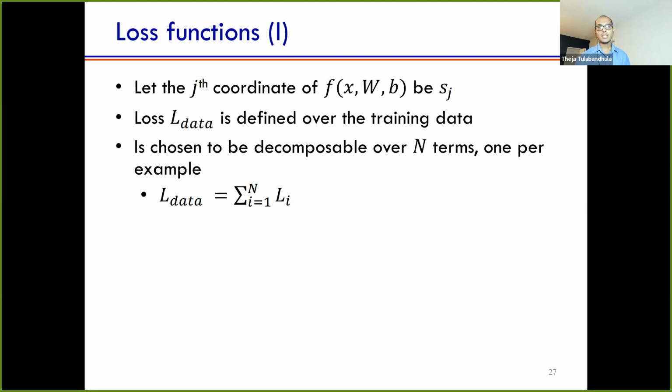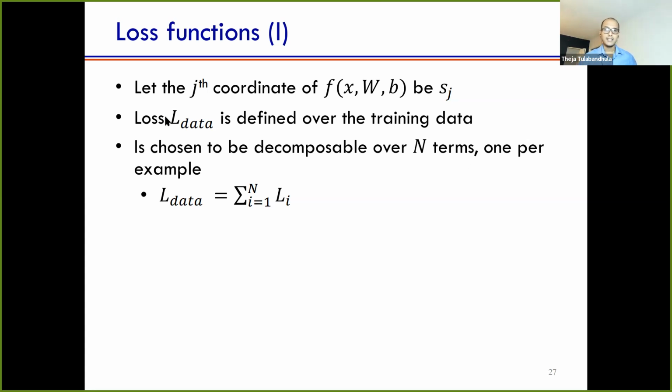Now, given the Sj's, you can define a loss. Loss generally has a couple of components. One of the components is going to be completely defined using training data, which means that both X and Y together determine what the loss is, Xi and Yi, and in fact, Xi and Yi over the full data set.